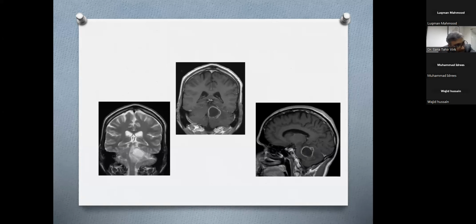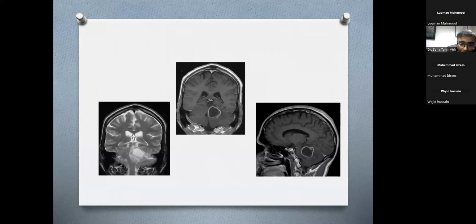And if multiple, then neurocysticercosis also comes into the differential diagnosis. Tuberculomas, abscesses, and sometimes, if multiple, neurocysticercosis is also a possibility. Neurocysticercosis can also present with peripheral enhancement.